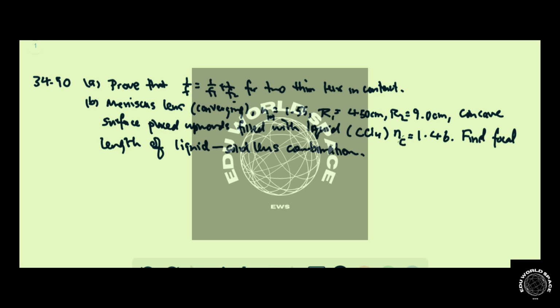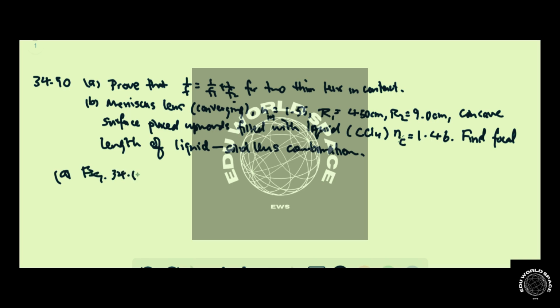And in part B, we're told that we have a meniscus converging lens with an index of refraction of 1.55 and the radii of curvature given as 4.5 and 9 centimeters. The concave surface of the lens is turned upwards and filled with a liquid, carbon tetrachloride, which has an index of refraction of 1.46. And we need to find the focal length of this liquid and solid lens combination.